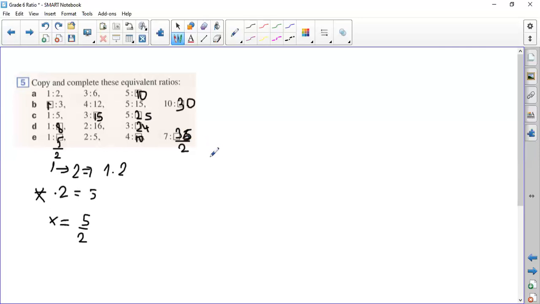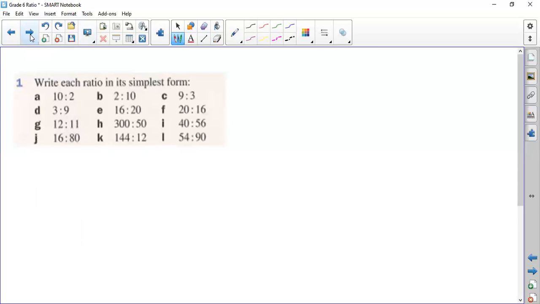So 5 over 2 times 7. As we know, we can write 7 as 7 over 1 with denominator 1. And when we multiply two fractions, we multiply numerator with numerator, which is 35, and denominator with denominator, which is 2 times 1, it is 2. So these will be the answers for exercise 5.